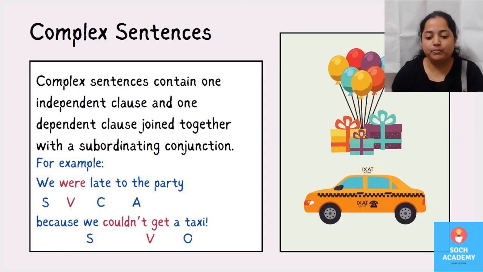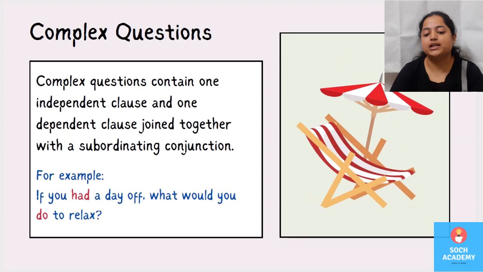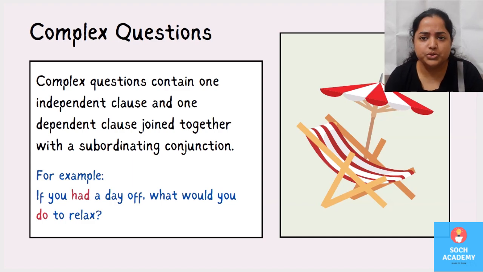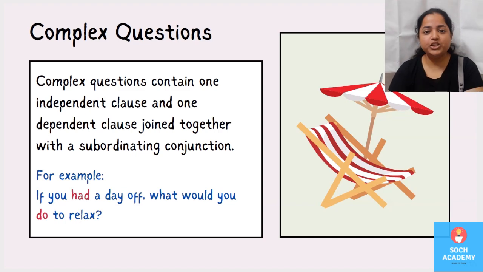Similarly, complex questions contain one independent and one dependent clause joined together with a subordinating conjunction. For example, "If you had a day off, what would you do to relax?" Here also you can see there are 2 clauses. In "if you had a day off", "had" is the verb, "you" is the subject, and the conjunction is "if". In "what would you do to relax?", "you" is again the subject, "do" is the verb, and "to relax" follows.